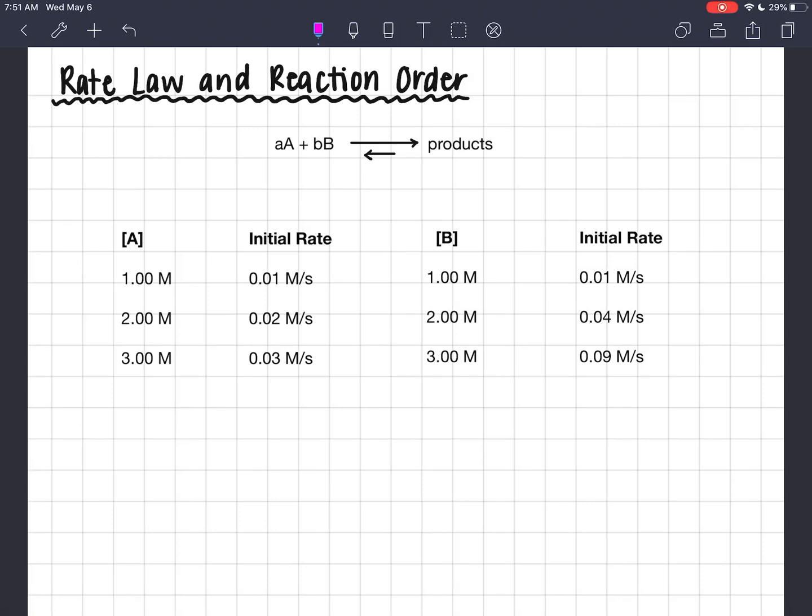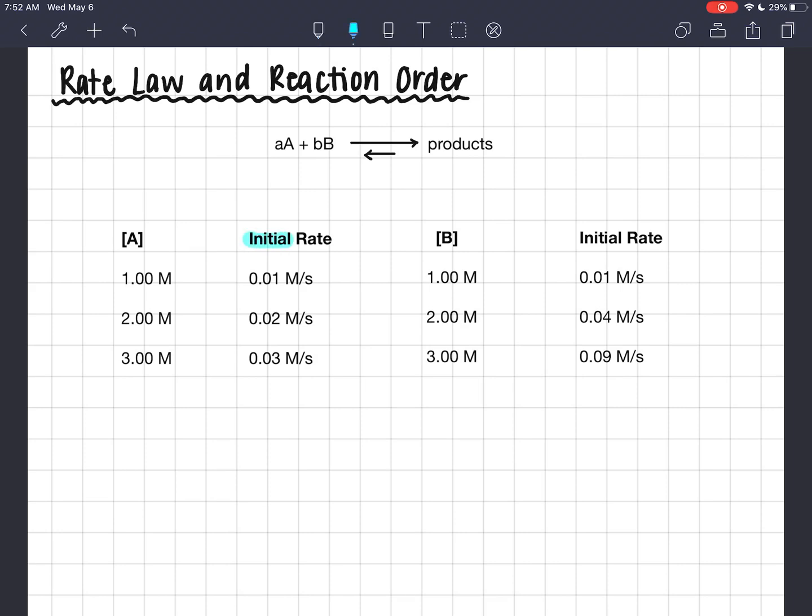All right, so this is an introduction to rate laws and reaction orders. We've got a basic equation, A plus B yielding some products, and the reaction looks possibly a little bit different than you've seen. There's two arrows, I'll explain what that means in a moment, and then we've got a data table down below that's showing what happens to the initial rate of the reaction as the concentration of A changes and as the concentration of B changes, and these two changes are happening independently of one another.